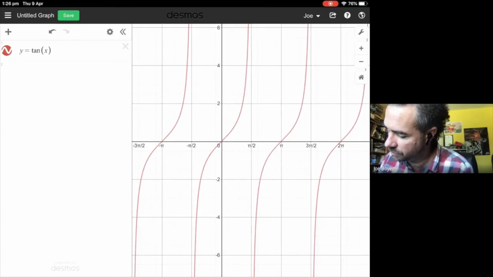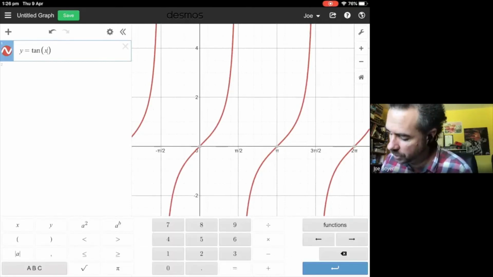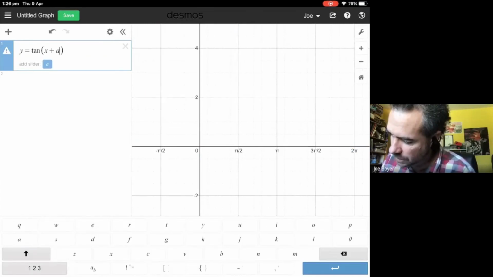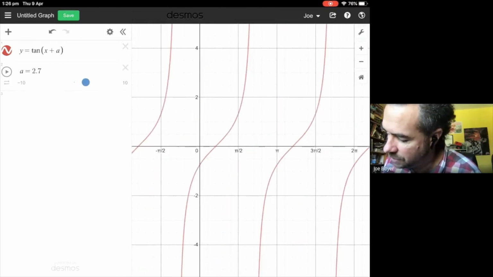All right, so that's sort of the tan graph that we're looking at. Let's think about what happens with our dilation factor. Well, first I'm going to put in a translation factor here of plus a. Let's think about what our a is going to do. And essentially this is our translation, which is going to go left and right, the same as we would normally expect.